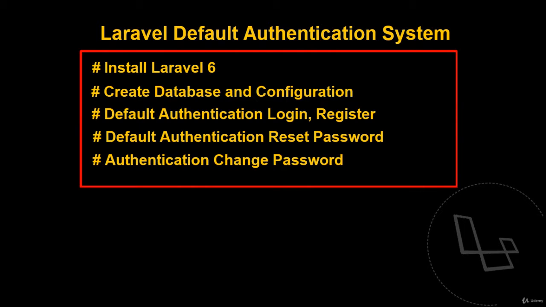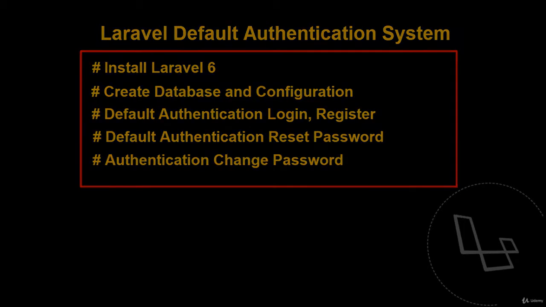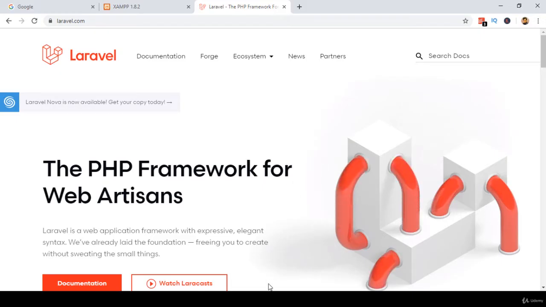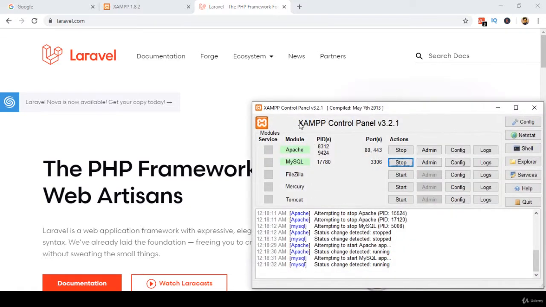So let's start with how to install Laravel on your localhost. I will create this project on our localhost, and for the localhost I am using XAMPP. First of all, you have to run Apache and MySQL. I already ran both of these. In our previous section I already discussed those things with you.